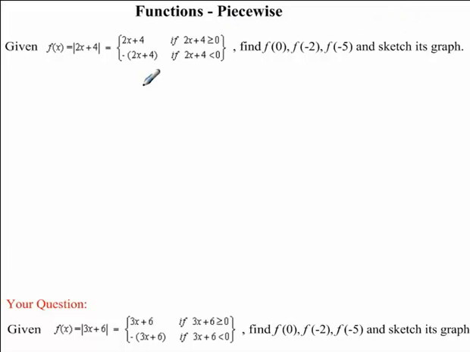Taking a closer look at our piecewise function here, we find that our function equals 2x plus 4 if our 2x plus 4 is greater than or equal to 0. However, if our 2x plus 4 is less than 0, then our function will equal negative 1 all times 2x plus 4. So let's begin by finding f of 0.